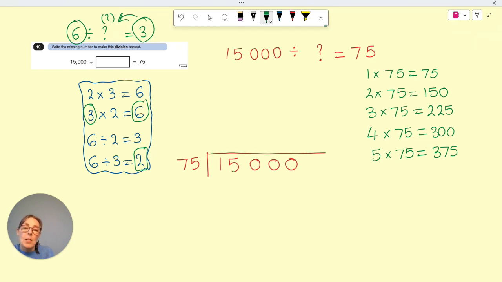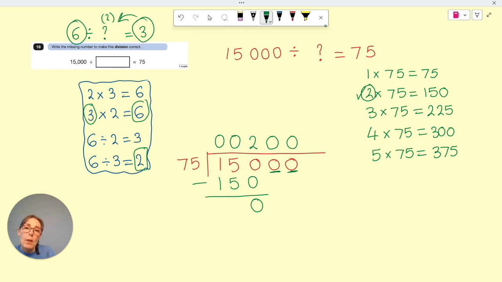How many 75s fit into 1? They don't. How many 75s fit into 15? They don't. How many 75s fit into 150? 2 75s fit into 150, so 2. I'm taking 150 away and I end up with 0. Okay, so maybe it's 2. Or maybe what do I do with these? Yeah, I put them up here. It wouldn't be 2 75s fit into 15,000, so it'd have to be 200.